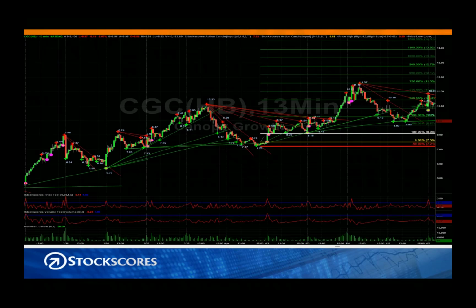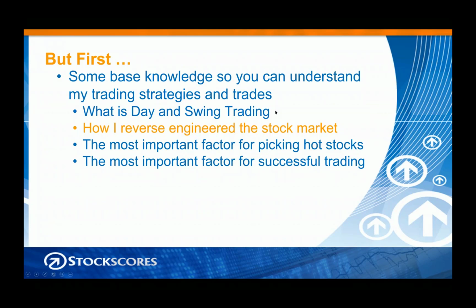We're going to dive into these charts, and I will describe what all these dots and lines mean as we go through tonight. I want to talk a little bit about how I came to figure this stuff out, how I reverse engineered the stock market.